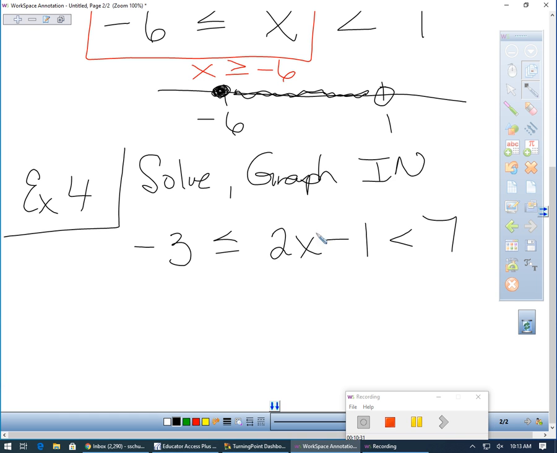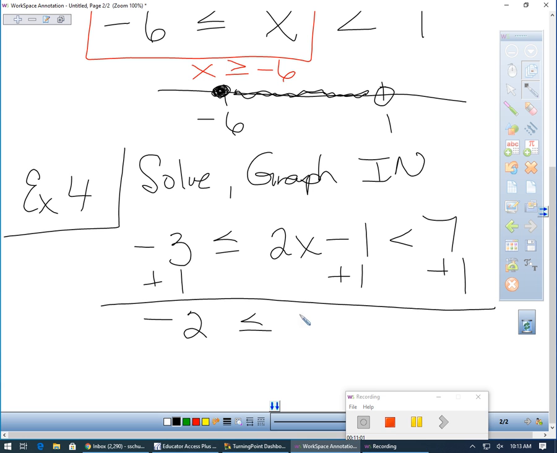Alright, so I'm trying to get x by itself in the middle, which means I got to move everything away from it, right? I have 2x minus 1 on the inside. What do you think I need to get rid of first? Add 1. Very good, Logan. We're going to add 1. If I add 1 to the middle, I have to add 1 to both ends, because it all works together. Negative 3 plus 1 is negative 2, less than or equal to 2x, less than 8.